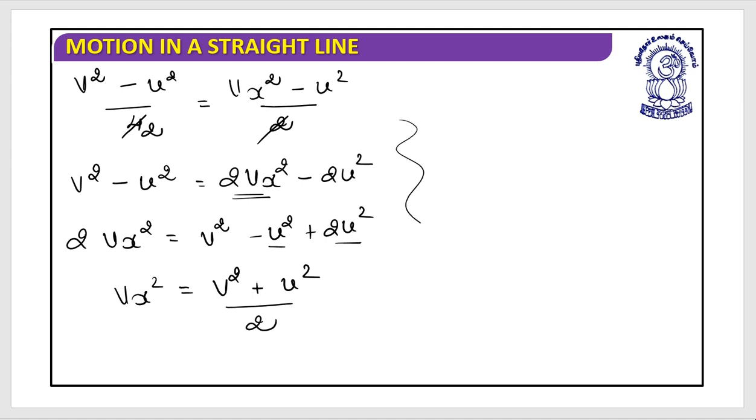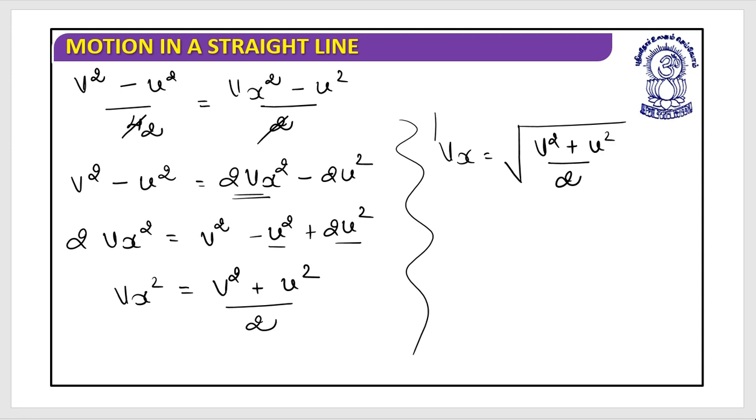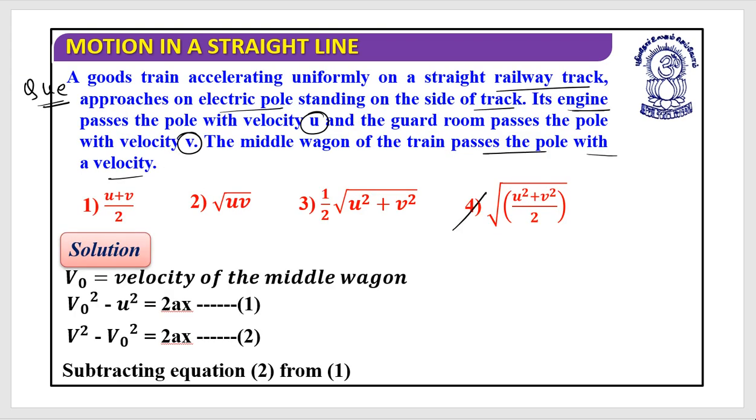So what I can have as the relation is Vx equals the root of (v square plus u square) divided by 2. This is the relation that I can remember for this kind of questions. I can remember this. This will help me. Yes, so this is the final answer. I hope you understand this.